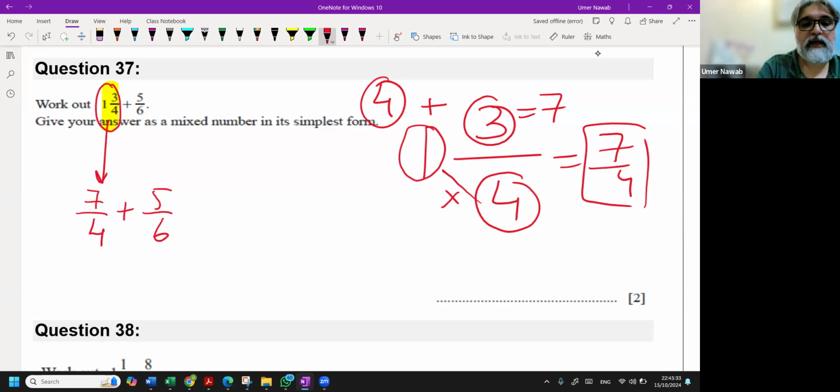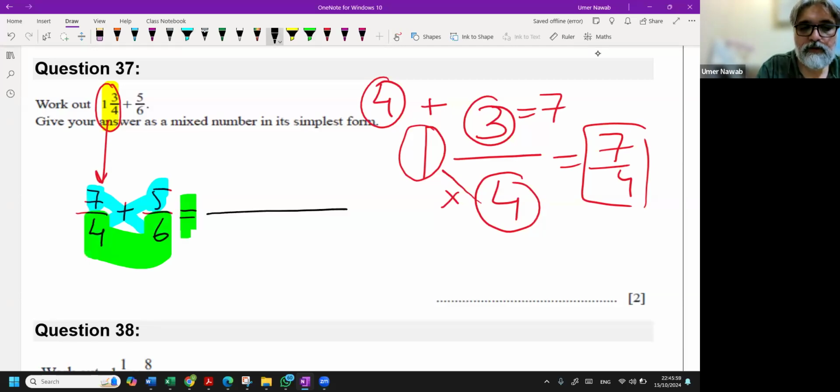I copied as it is. Now, if you have a plus or a minus sign in between the two numbers, you can use the butterfly technique. What is the butterfly technique? The butterfly technique tells you that you can multiply 7 with 6, you can multiply 4 with 5 in the numerators, and in the denominators, 4 is multiplying with 6. Let's do that. 7 multiplied with 6 plus 4 multiplied with 5 and 4 times 6.